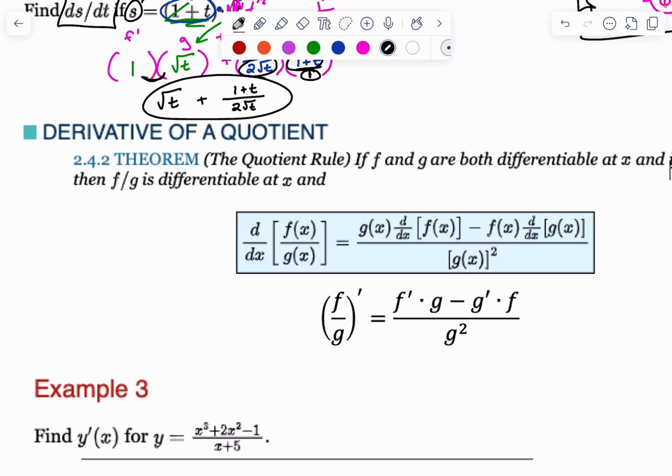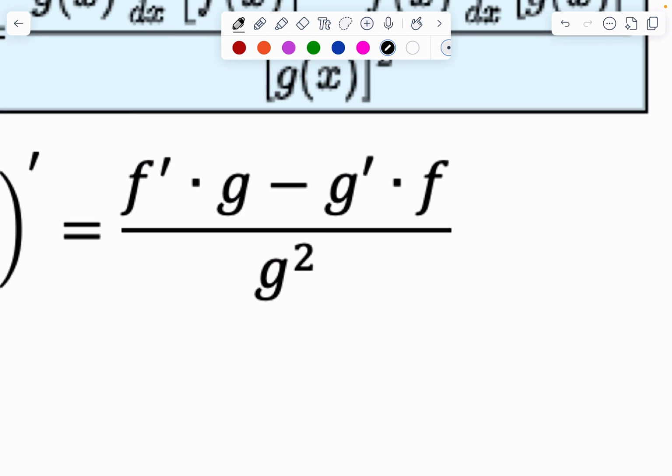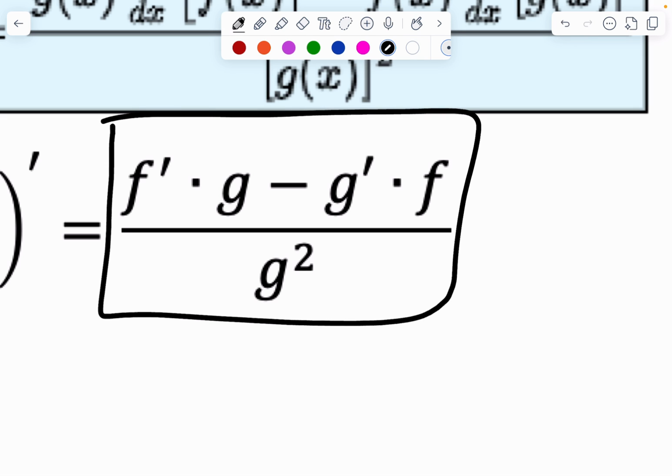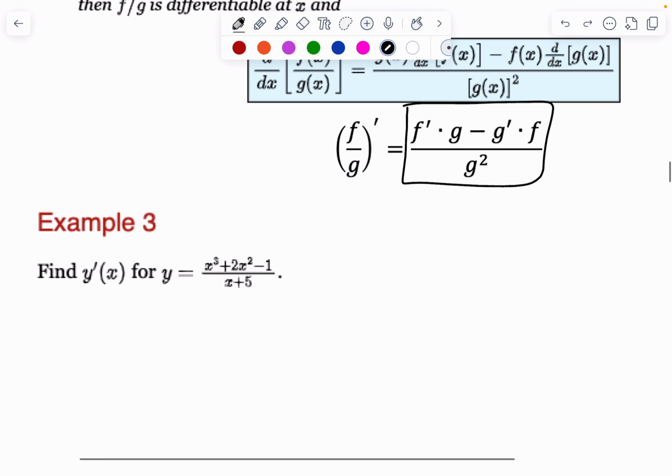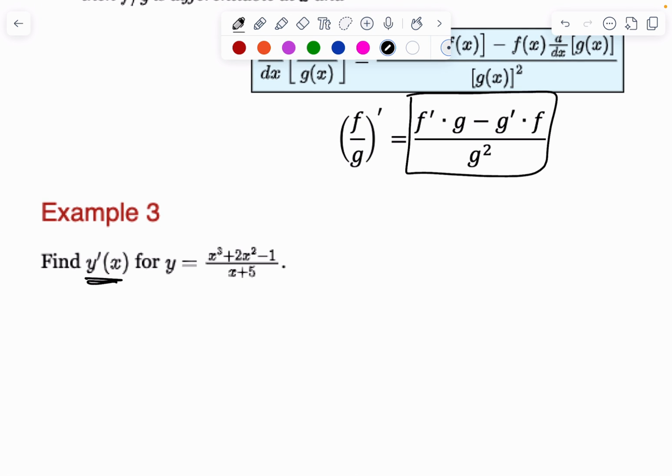All right, now we get to the quotient rule, and I've already shown you a little bit of the quotient rule, but here is, if you want to circle him, f prime g minus g prime f. So product rule would be plus, but quotient rule is minus and then all over g squared. All right, so this one says find y prime. That's just another name for the derivative. So y is what this guy is. Y prime is what we're looking for. All right, f is going to be your top and g is going to be your bottom.